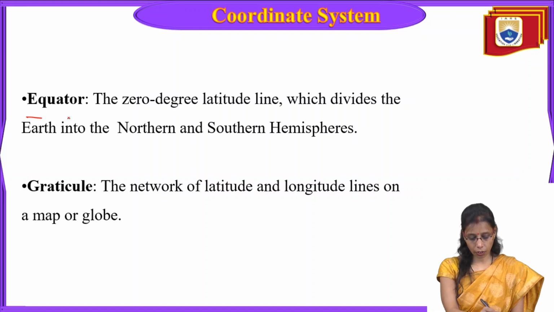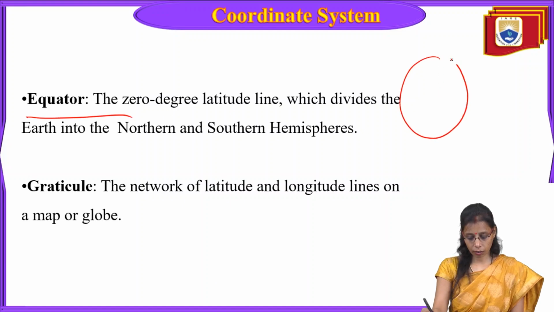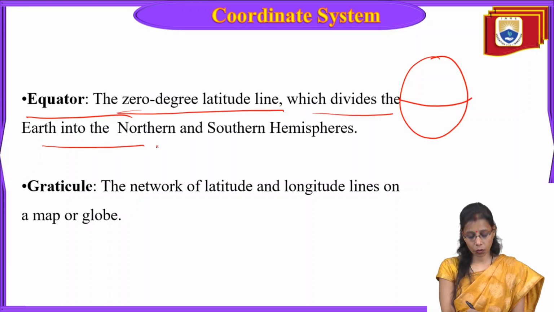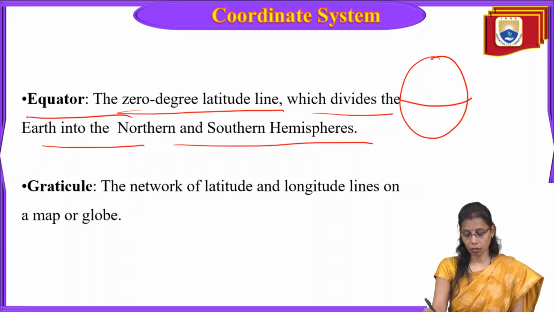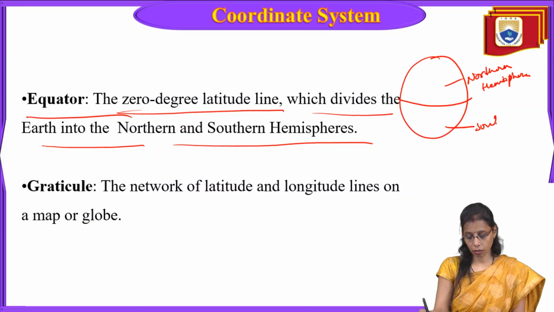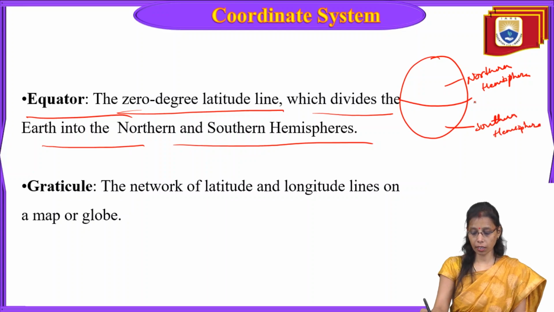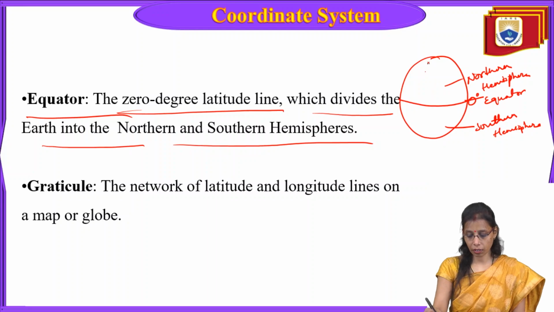Now you have the equator. What is the equator? This is your Earth. The 0-degree latitude line divides the Earth into the northern and southern hemispheres. So this is your northern hemisphere, this is your southern hemisphere. This is the equator at 0 degrees, which divides the northern hemisphere from the southern. This is the North Pole.